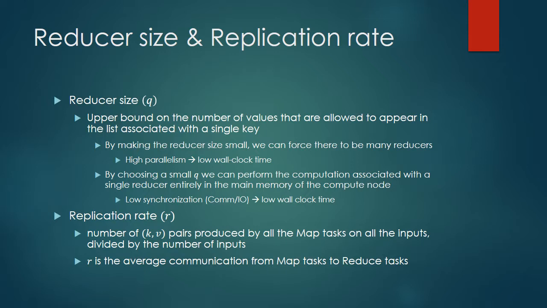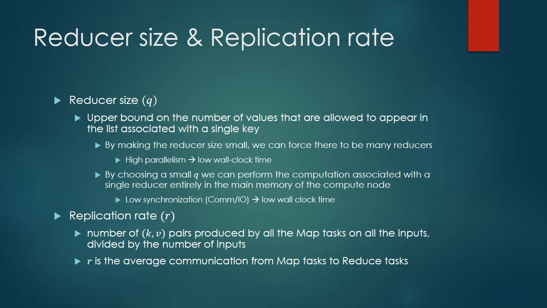Why is it important, and why should you think about it? Because if you make the reducer very small, then we can force there to be a lot of reducers, which means that if the reducer size is small, then the number of reducers is very large, corresponding to the input, which means that we have a high level of parallelism, right? So that's one way to look at it. So there is a motivation to reduce the reducer size.